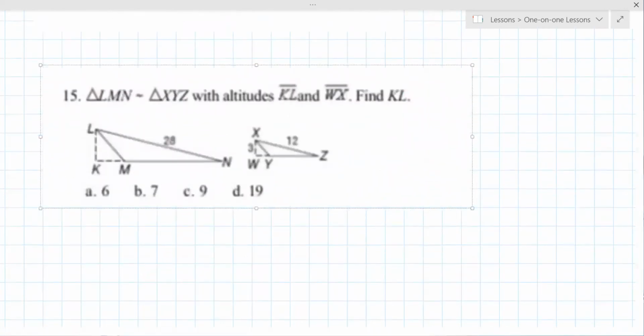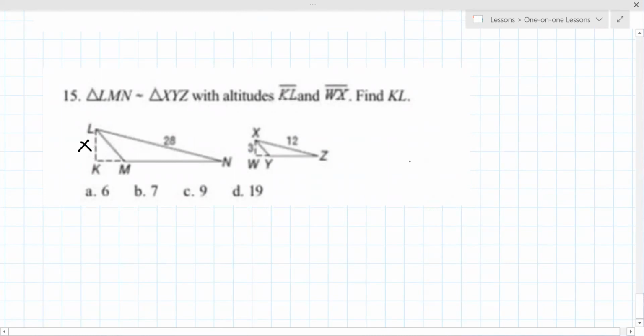Okay, the triangles are similar here. They want you to find the altitude KL and WX. Oh, they want you to find KL. So they want you to find this X over here. This is KL. So X goes with what side over here? It goes with 3 on the right.